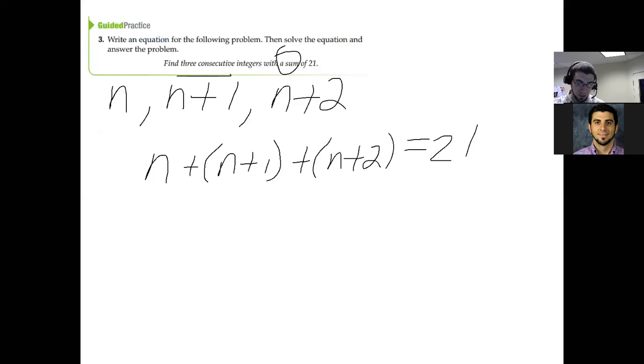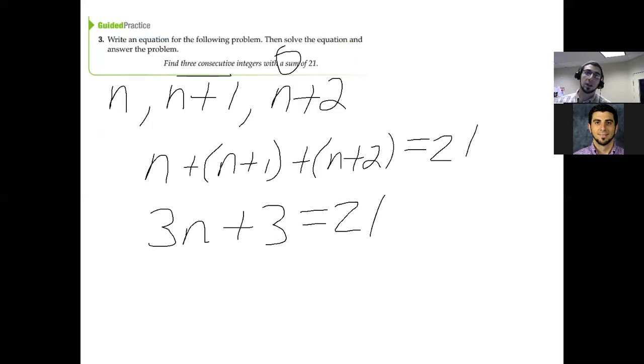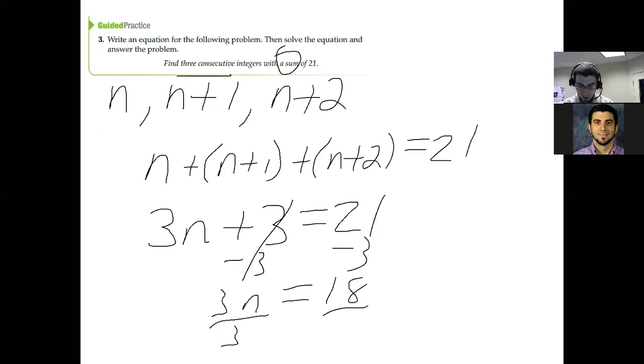Now, if I combine like terms, I have 3n plus 3 equals 21. Now it's a multi-step equation. I'm going to subtract 3, divide by 3. So subtract 3. So those cancel, and you have 3n equals 18. Divide by 3, and you get n equals 6.